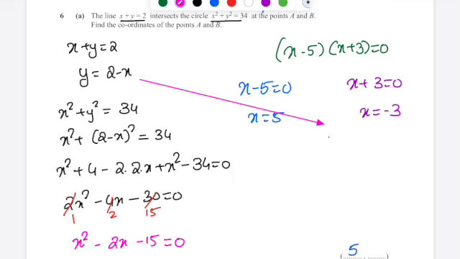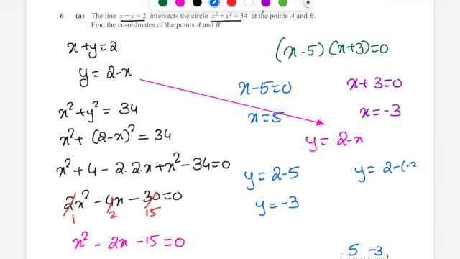We know that y equals 2 minus x. So what does it become now? y equals 2 minus 5, so y equals negative 3. Over here y equals 2 minus of minus 3, that equals 5. So what's going to be the answer? 5 comma negative 3, and negative 3 comma 5.